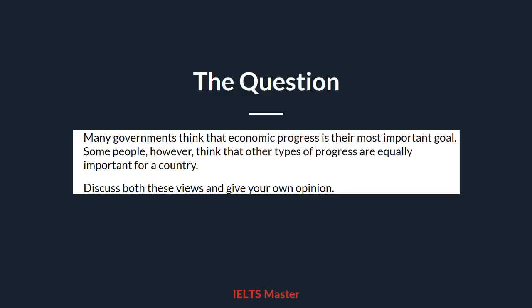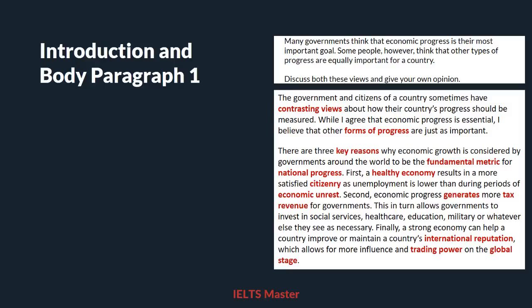So first, before that, the question. The question is, many governments think that economic progress is their most important goal. Some people, however, think that other types of progress are equally important for a country. Discuss both these views and give your own opinion. So that's the question for today. First, let's take a look at the introduction and body paragraph 1.